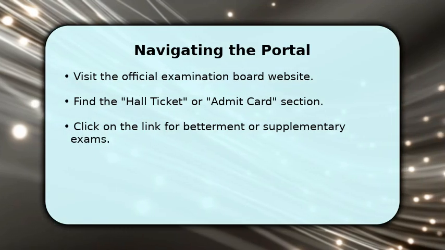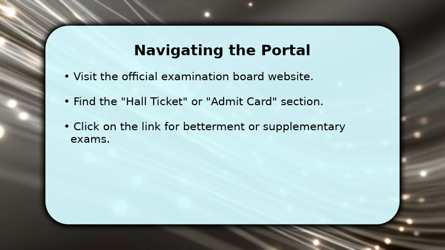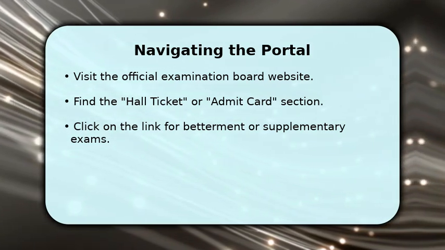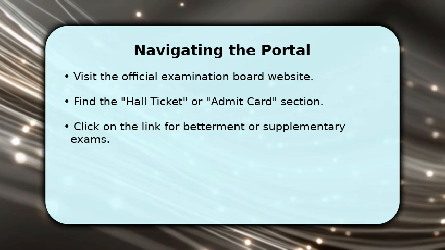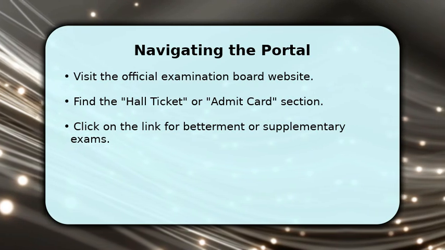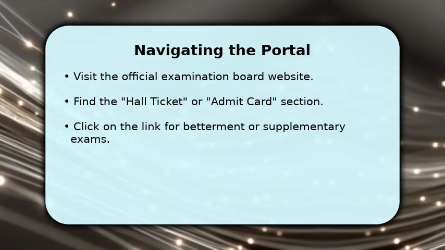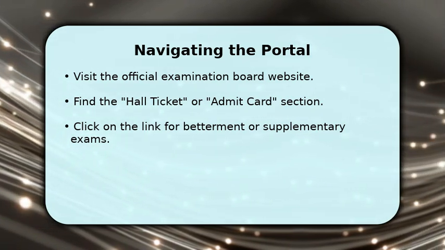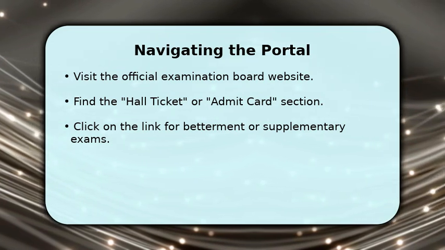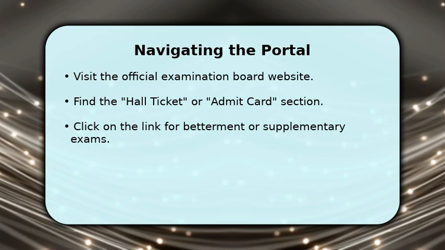Next, open your web browser and navigate to the official website of the examination board. Look for a clearly labeled section, often called Hall Ticket or Admit Card, usually found under an Admissions or Examinations tab. Once you locate it, click on the specific link designated for Betterment or Supplementary Examinations to proceed.